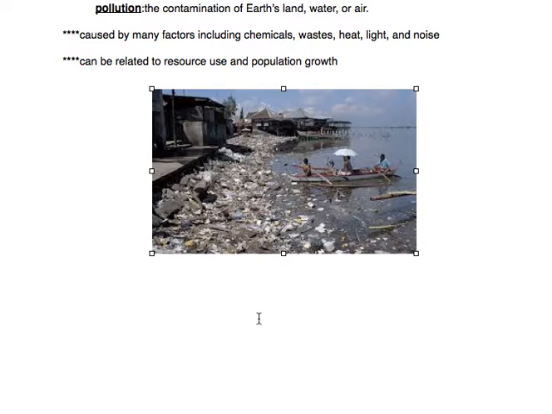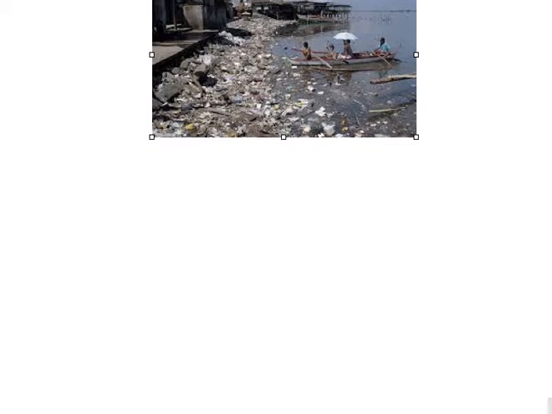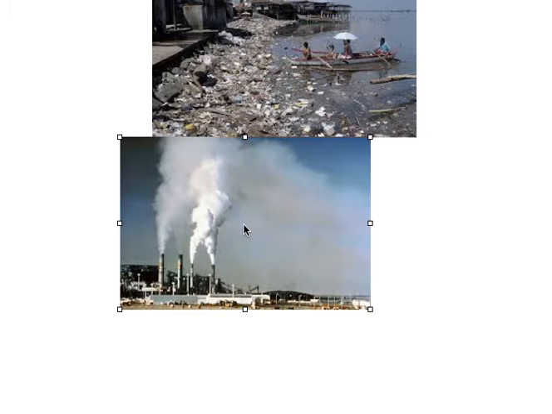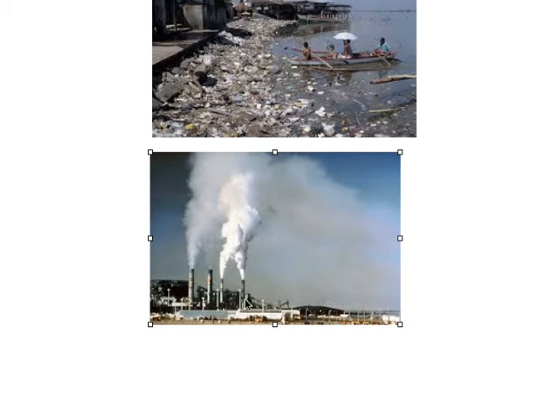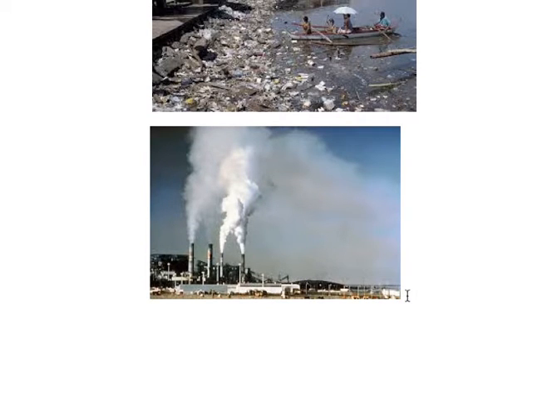Here we have people on a boat. So this is both water pollution and land pollution. In this case, it seems to be in the form of garbage. Here we have an example of air pollution, and those factories are pumping things into the air, probably some carbon emissions there. Remember we talked about the carbon cycle? Looks like maybe this is fossil fuels being burned.